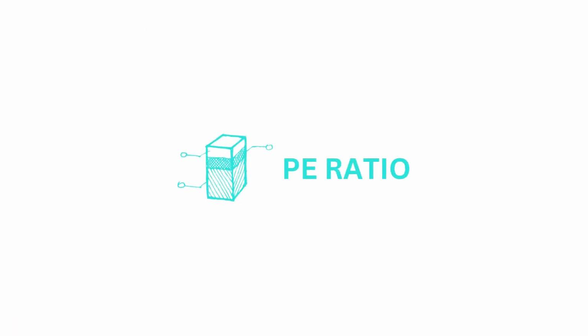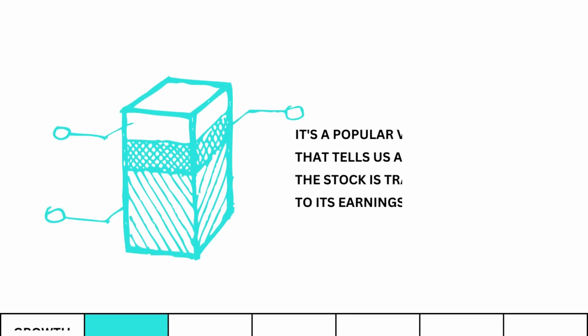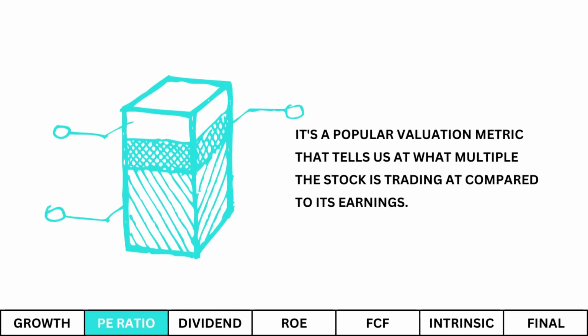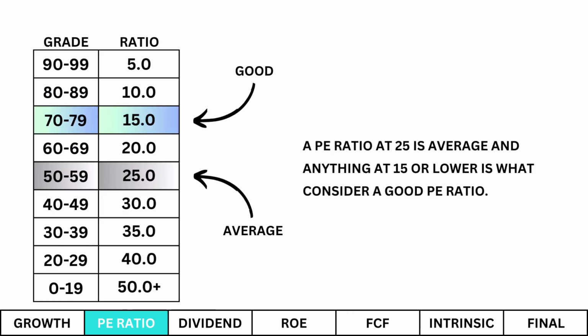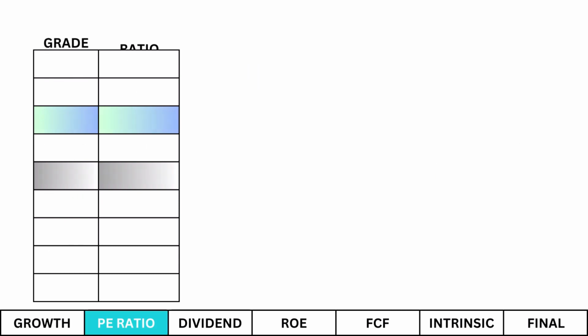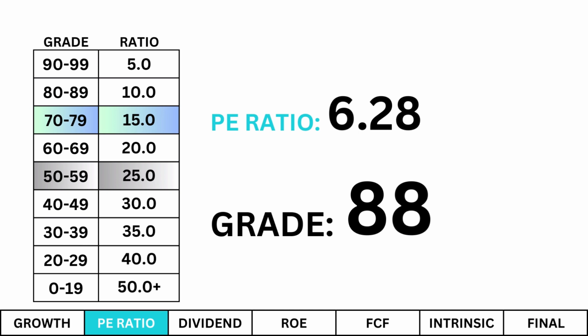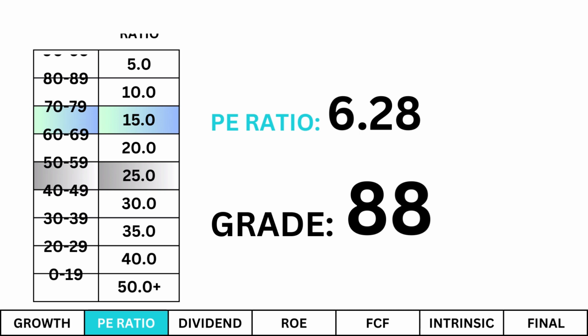Next, I want to look at PE ratio. It's a popular valuation metric that tells us at what multiple the stock is trading compared to its earnings. A PE ratio of 25 is average, and anything at 15 or lower is what I consider a good PE ratio. Here's our company's PE ratio with its corresponding grade. The more of a premium the stock is trading at relative to its earnings, we can assume it's more overvalued. It's not a bad thing, but it's an important part of my evaluation.